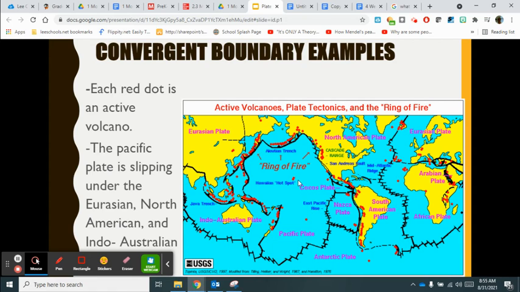This one, we're not writing anything, we're just reading it. Convergent plate boundaries examples. Each red dot is an active volcano, and the Pacific plate is slipping under the Eurasian, North American, and Indo-Australian plates.